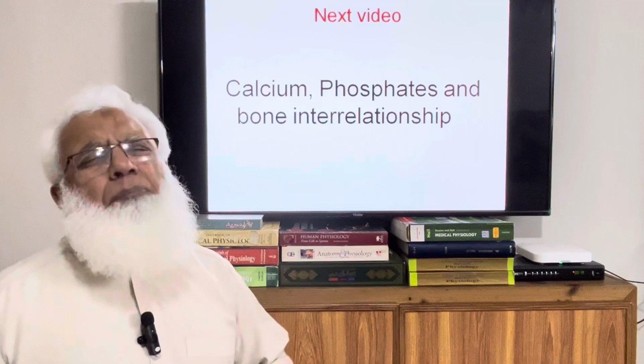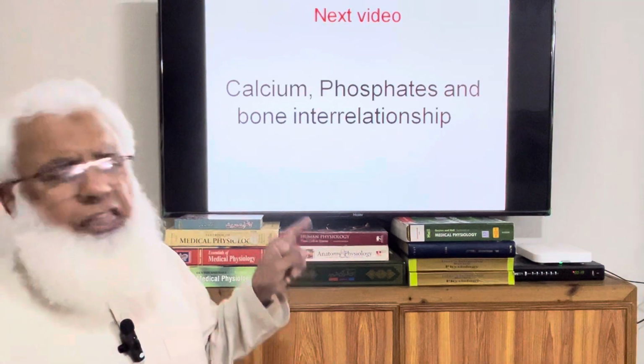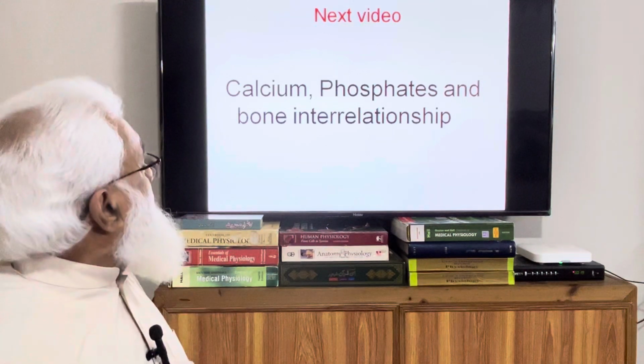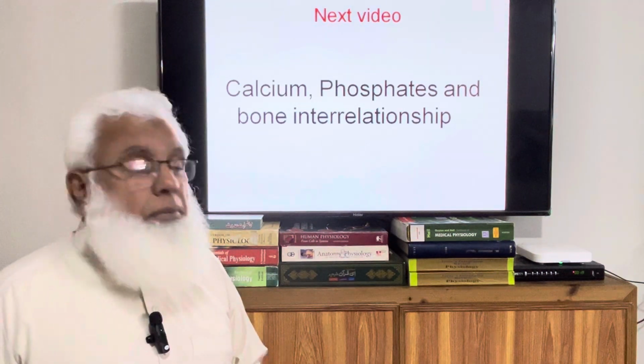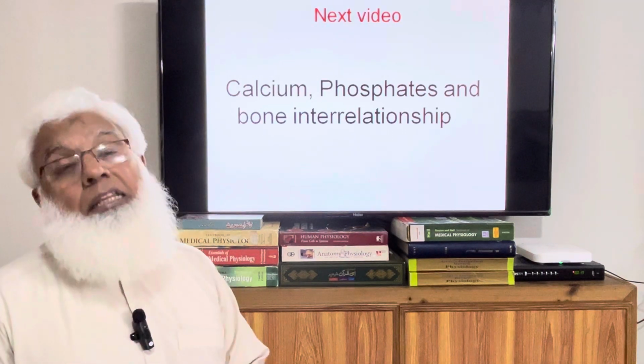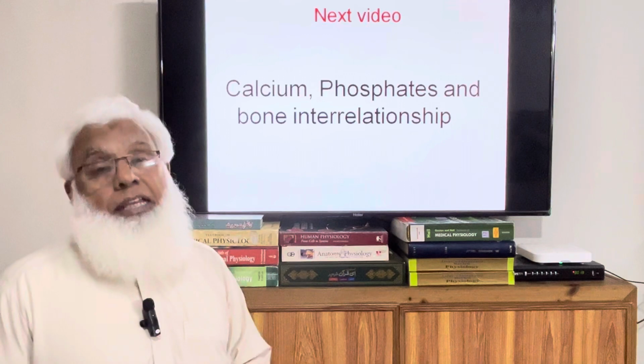तो ये हमने बेसिक बोन फिजियोलॉजी डिस्कस कर दिया है. अब हम आगे जाएंगे, that is calcium and phosphate and bone interrelationship. हम आगे देखेंगे कि how calcium interacts, कैल्शियम का लेवल क्या होता है, कैल्शियम कम हो जाए तो क्या होता है, ज़्यादा कैसे करने का तरीका है.